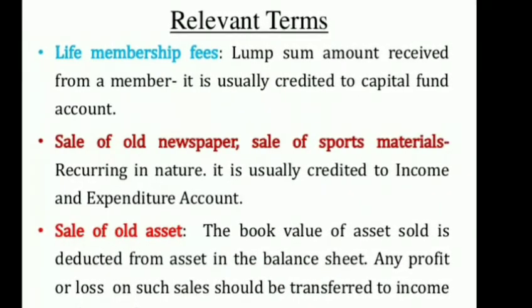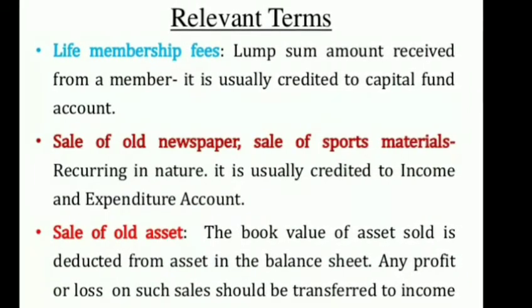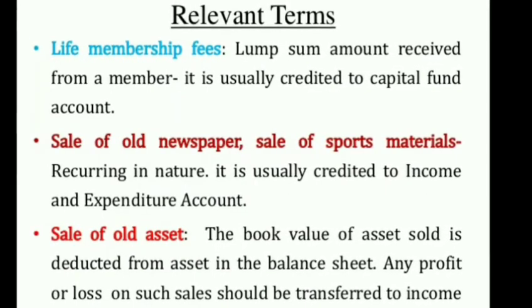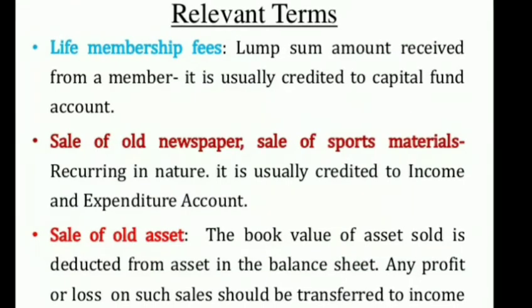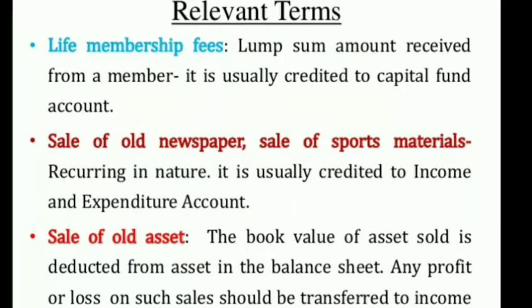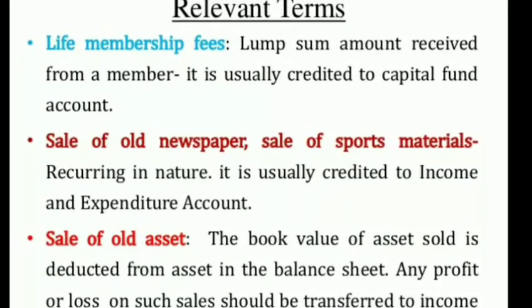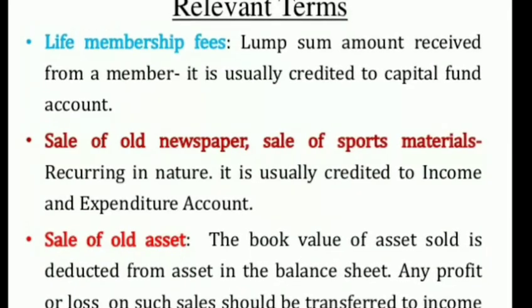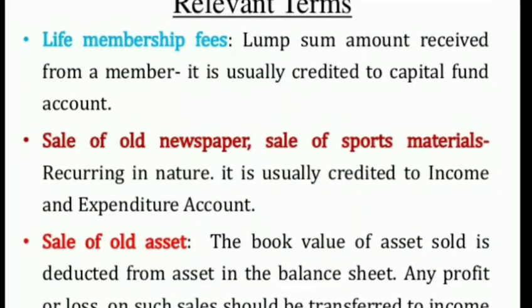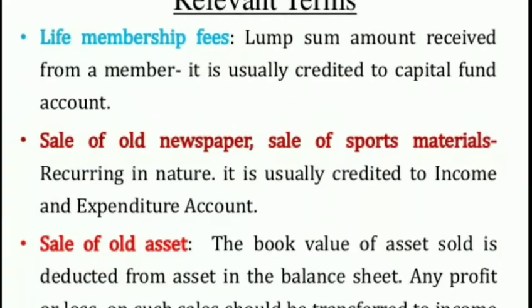Basically, sale of old asset is recorded in the receipt and payment account. Now, after recording the amount in the receipt and payment account, we will find the difference between the sale amount and the book value of the asset appearing in the balance sheet. For finding the difference, we will deduct the book value of the asset from the sales amount. If the result is positive, it is a profit and recorded on the income side, and if the result is negative, it's a loss, then it will be recorded on the expenditure side of the income and expenditure account.